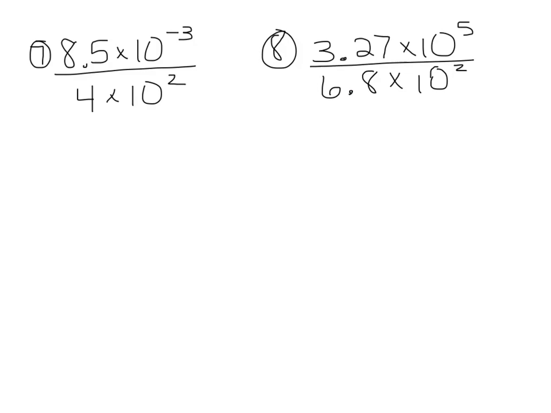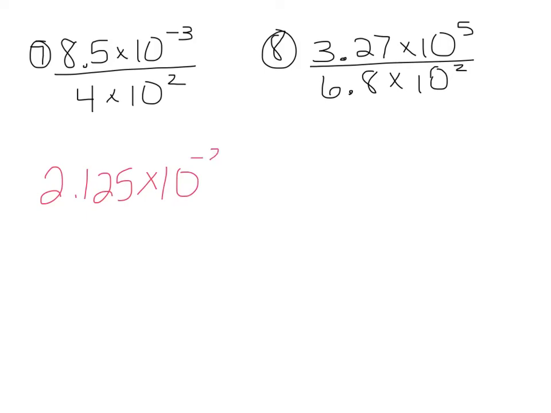All right, and the last 2 problems here. So these are our scientific notation division problems. So very similar to multiplication, we're just going to take 8.5 divided by 4 for this first one. We're going to get 2.125 times 10 to the, and now we're going to subtract our exponent.